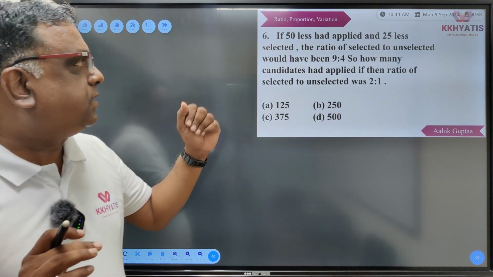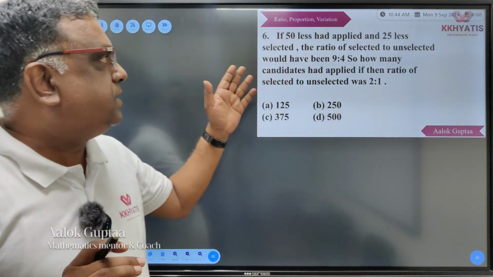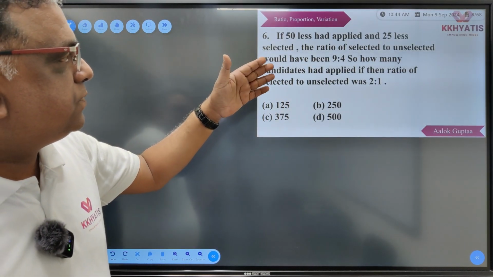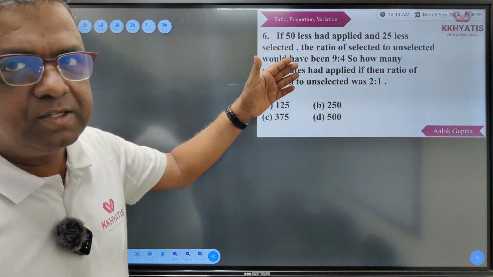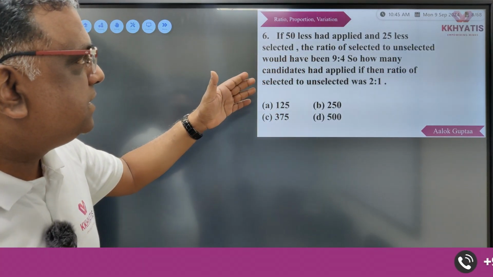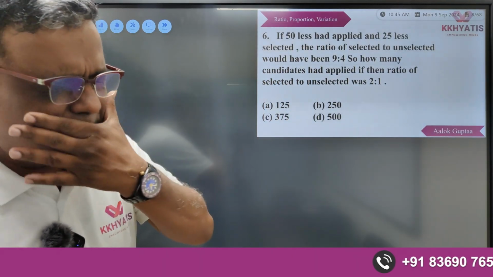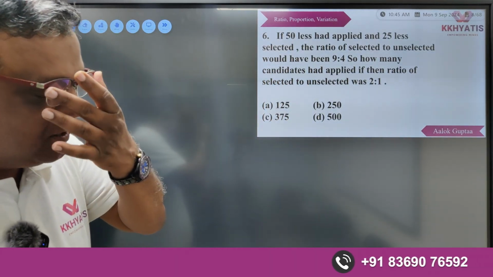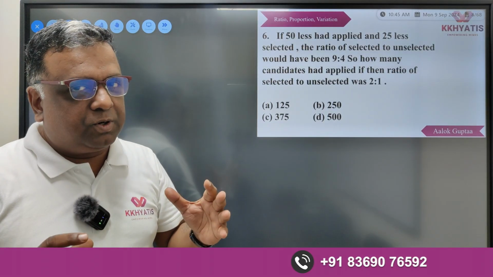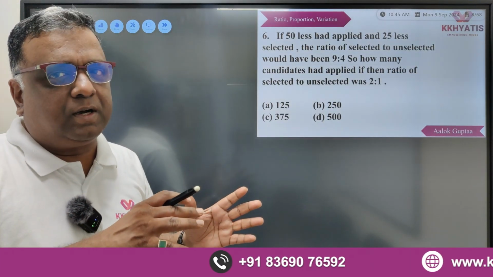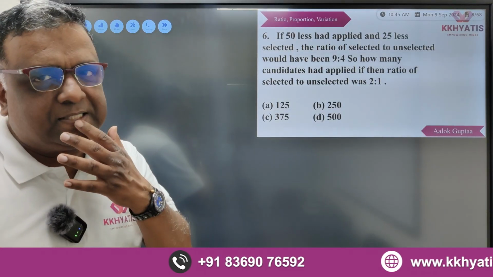So let us look at this sum. What it is saying is, if 50 less had applied and 25 less selected, the ratio of selected to unselected would have been 9:4. How many candidates had applied if the ratio of selected to unselected was 2:1? तो यहाँ पर देखो, the information is given in terms of ratio of selected to unselected, और जो quantity दे रखी है वो applied to selected के दे रखी है.